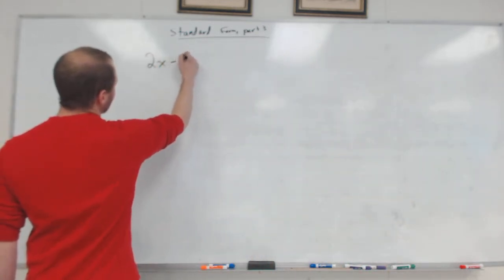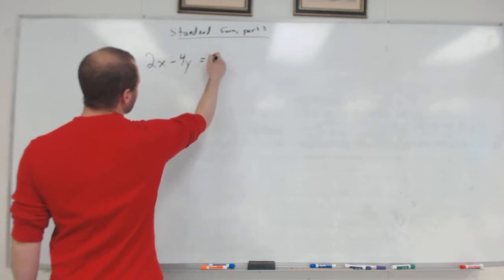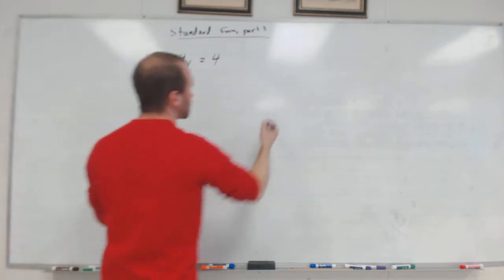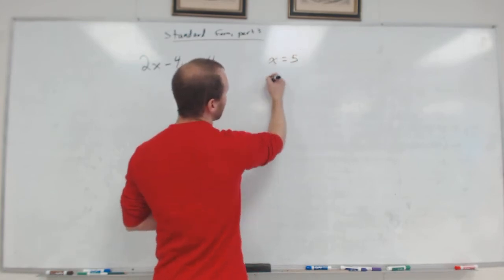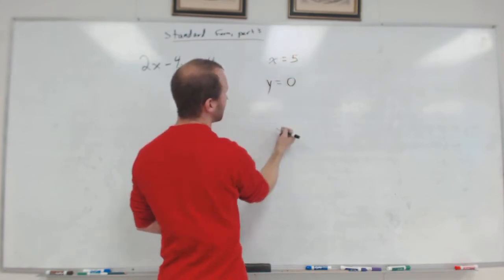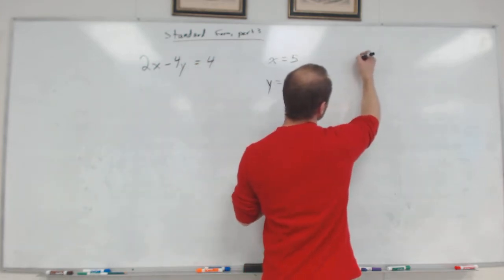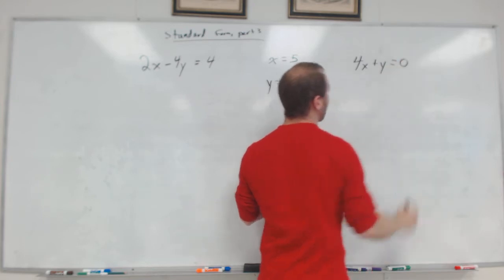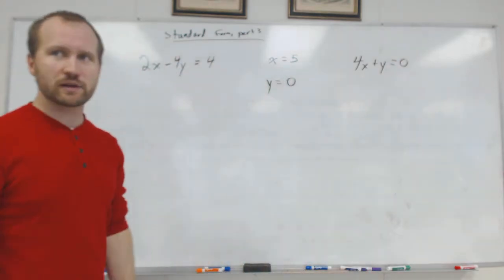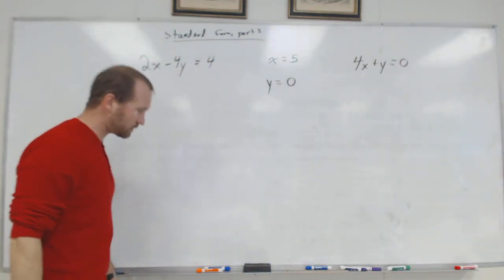2x minus 4y equals 4. Some problems that look like this: x equals 5, y equals 0. And you will see a couple of problems that look like this: 4x plus y equals 0. So let's talk about the strategy that you would use on each of these types of problems.